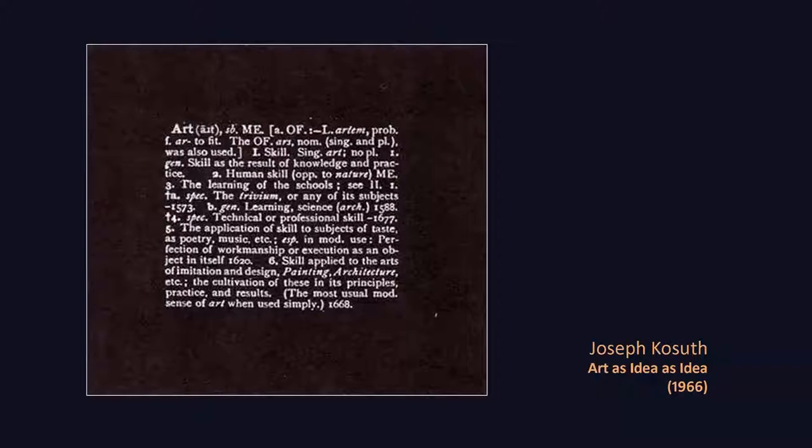Now, Joseph Kosuth was perhaps one of the earliest artists to have gone to the extent of creating a canvas where you do not find a single visual element. It is entirely textual. And he makes it very, very clear in this title, because the title of this work is Art as Idea as Idea. So art is not visual. And remember that he made this piece of painting in 1966.